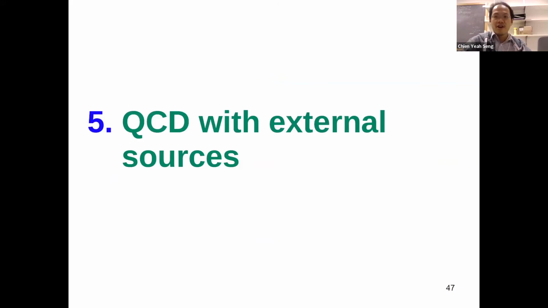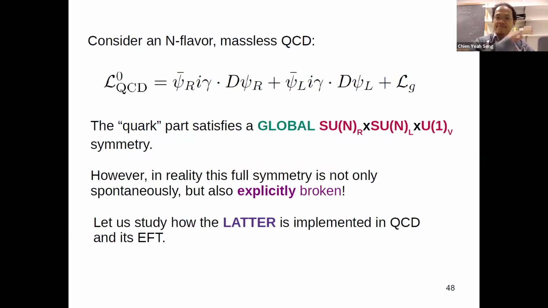So just now we talked about spontaneous chiral symmetry breaking. But at the same time, we mentioned there is also explicit chiral symmetry breaking induced by the mass of the quarks and other things, for instance, coupling to the photon and coupling to the weak bosons. So let us understand how these explicit symmetry breaking terms can be introduced into the Lagrangian.